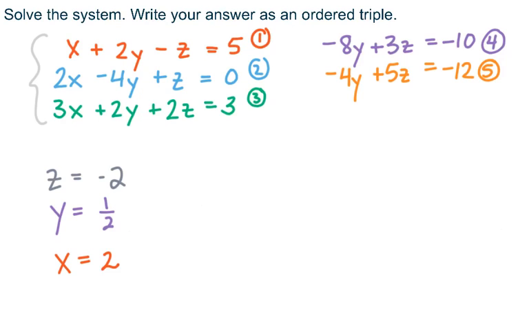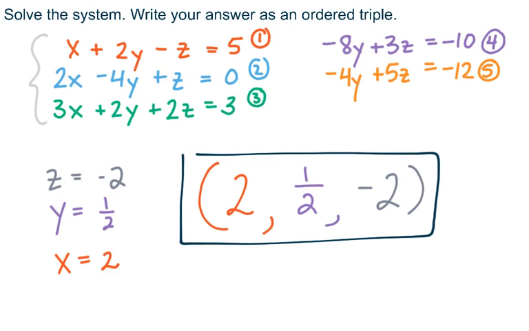Therefore, my x, y, z ordered triple solution is 2, 1/2, negative 2. And this ordered triple should give me a true statement in each of my three original equations. So that's how we solve a system of equations in three variables. And this is a very important skill for you to have moving forward in your mathematical career, being able to determine what those missing variables could be.